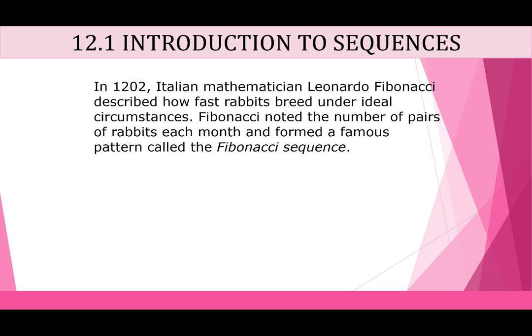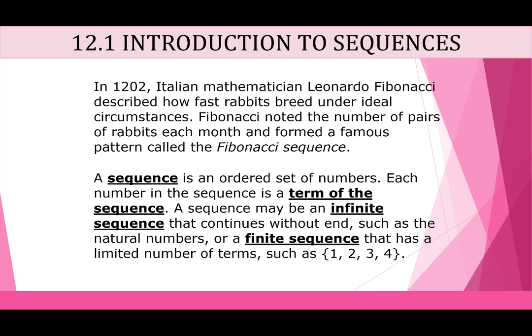I'm just kidding. Fibonacci noted the number of pairs of rabbits each month and formed the famous pattern called the Fibonacci Sequence. So a sequence is an ordered set of numbers. Each number in the sequence is a term of the sequence. A sequence may be infinite, that continues without end, such as the natural numbers, or a finite sequence that has a limited number of terms.